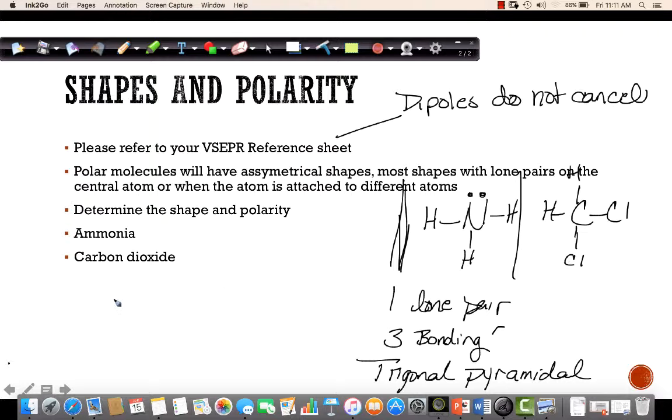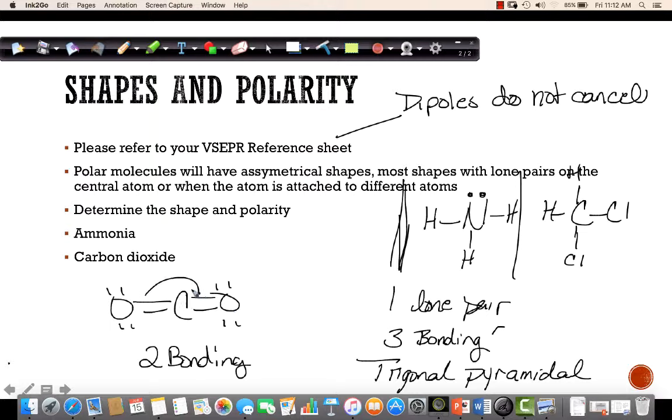All right, so let's look at carbon dioxide. Carbon is in the middle. When I count, I'm not going to count double bonds as 2, I'm going to count it as 1, because basically you're counting how many atoms are bonding to the central atom. So I have 1, 2. So I have just 2 bonding, 0 lone. So basically the oxygen atoms will sit as far away from each other as possible, which will lead to a linear shape. And those atoms will be 180 degrees away from each other, because that's the degree of a straight line.